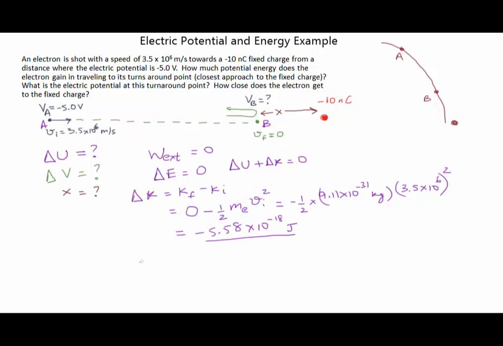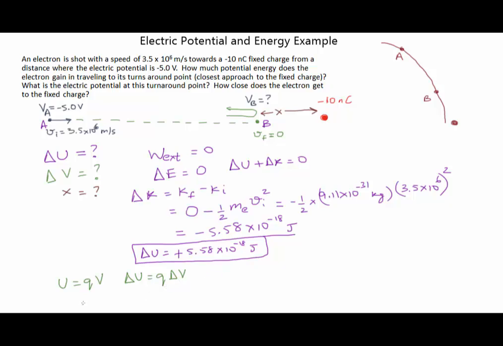And from this equation now, I can get delta U. Delta U is simply minus delta K, so a negative of negative will make it a positive, 5.58 times 10 to the negative 18 joules. So there's my answer to the first part. Switching colors, now I want to get the change in electric potential. And you'll remember the equation U equals Q times V, which last video we saw translates to delta U equals Q times delta V. And if I know delta U and Q, I can get delta V.